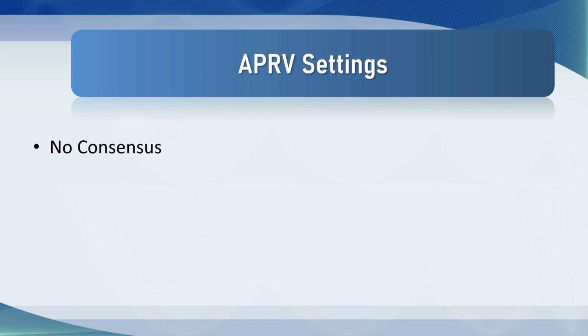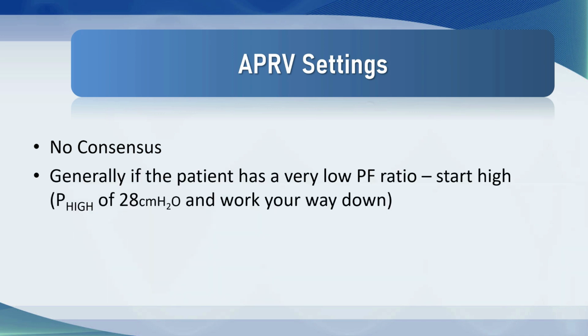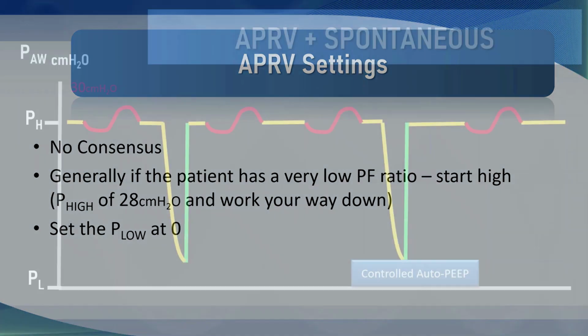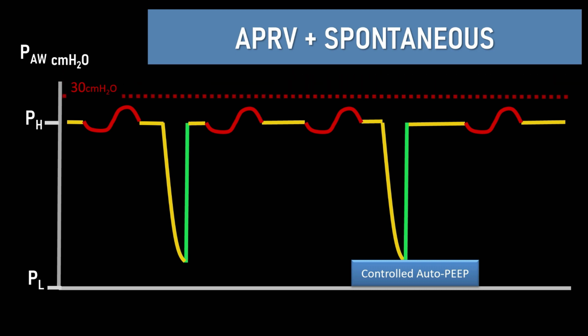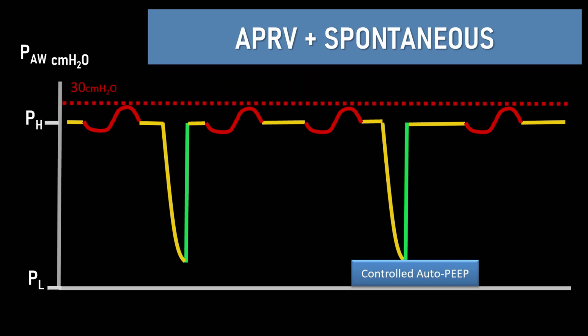And generally, if you have a patient who has diffuse lung disease with poor compliance and they have a very low PF ratio, I think you got to start high. And I would put the patient on a P high of 28 centimeters of water and then work my way down. And then I set the P low at 0. Now, the reason for setting the P high at 28 and not 30, of course, is the issue of the spontaneous breath. That little extra bit of positive pressure on expiration will abut the 30 centimeters of water pressure limit. The P low of 0 really is all about controlled auto-PEEP.